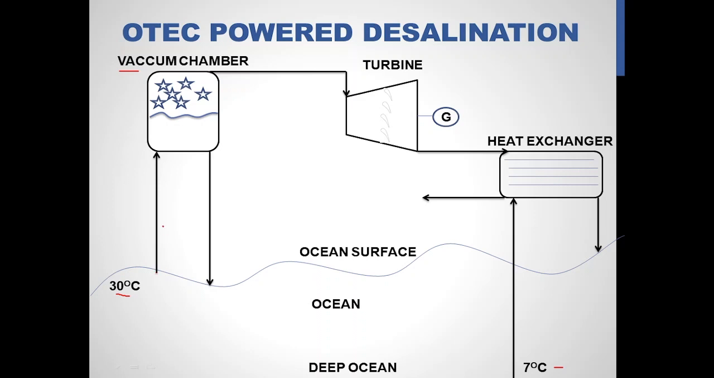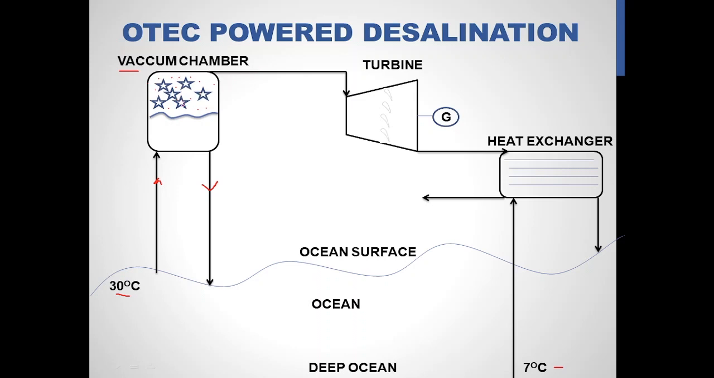So we have a vacuum chamber which directly takes water from the ocean at 30 degrees, and it evaporates because the vapor pressure is very low. Once it evaporates, we have moisture, or a kind of steam, in the vacuum chamber, and the rest of the water flows back to the ocean, which has higher salinity, because we have extracted the moisture from the ocean water.